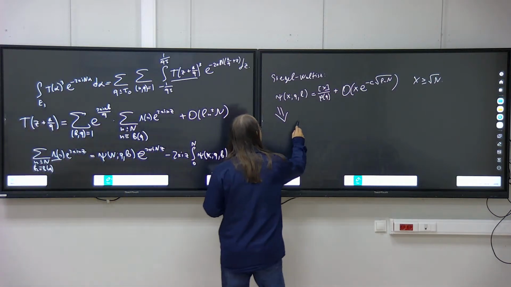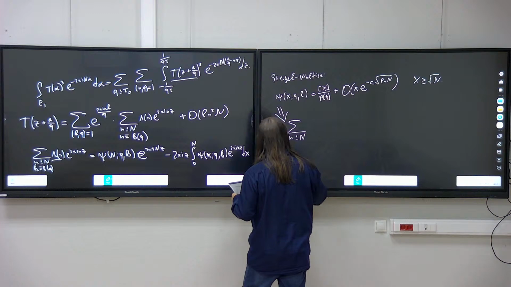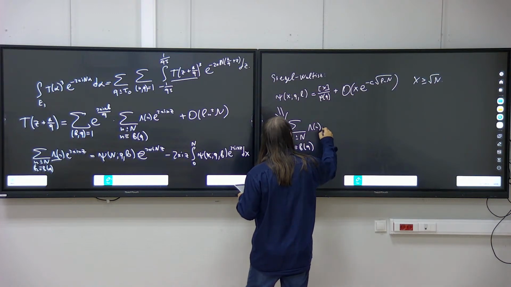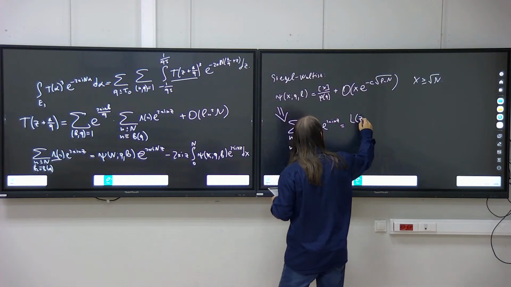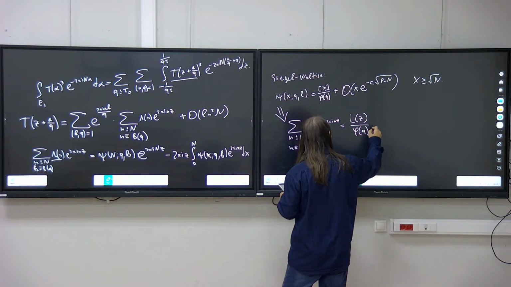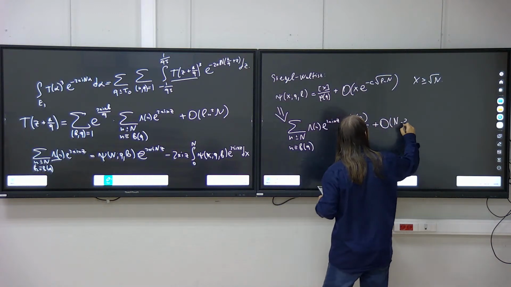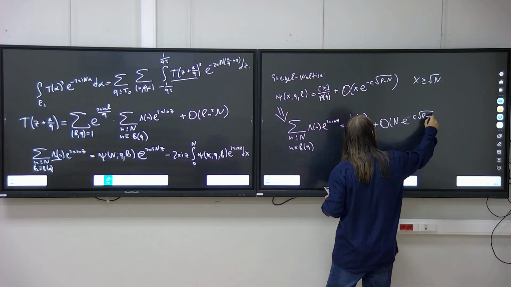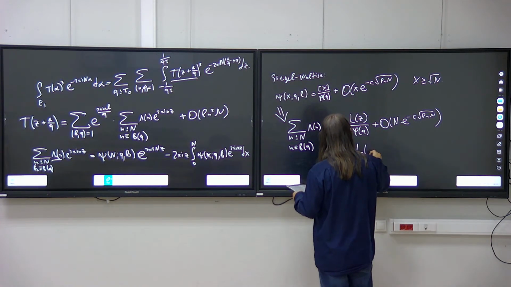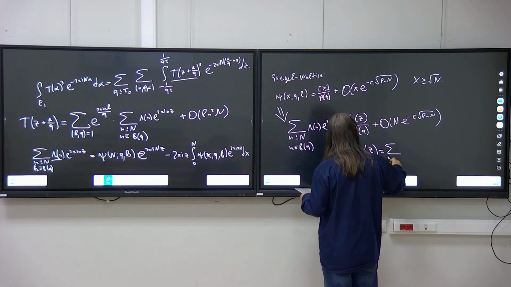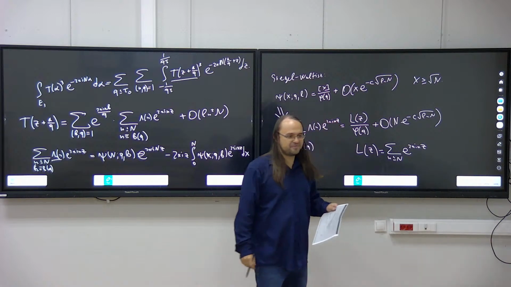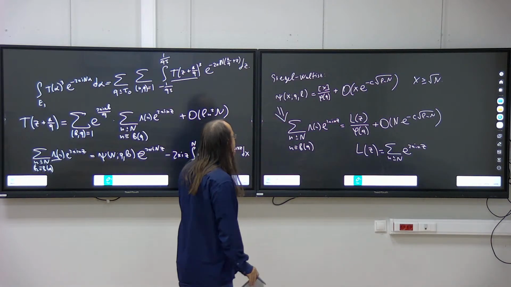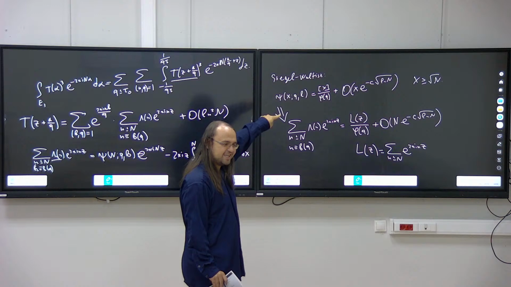So there is a formula: the sum over all n less than or equal to N, n congruent to b modulo q, of lambda of n e to the power 2 pi i n z is equal to L of z divided by phi of q, plus big O of N e to the minus c log N, and L of z is actually just a linear sum. Okay? This is due to the use of the integer part here.